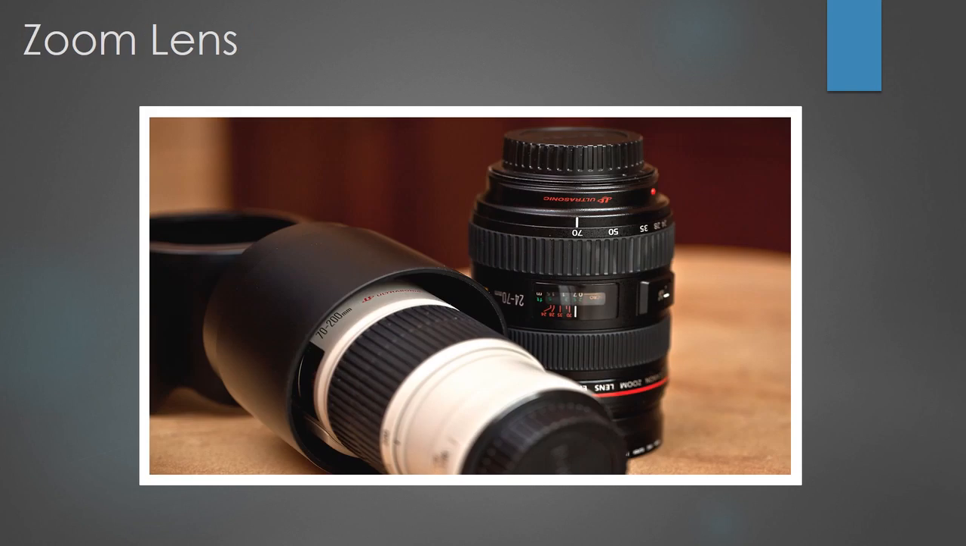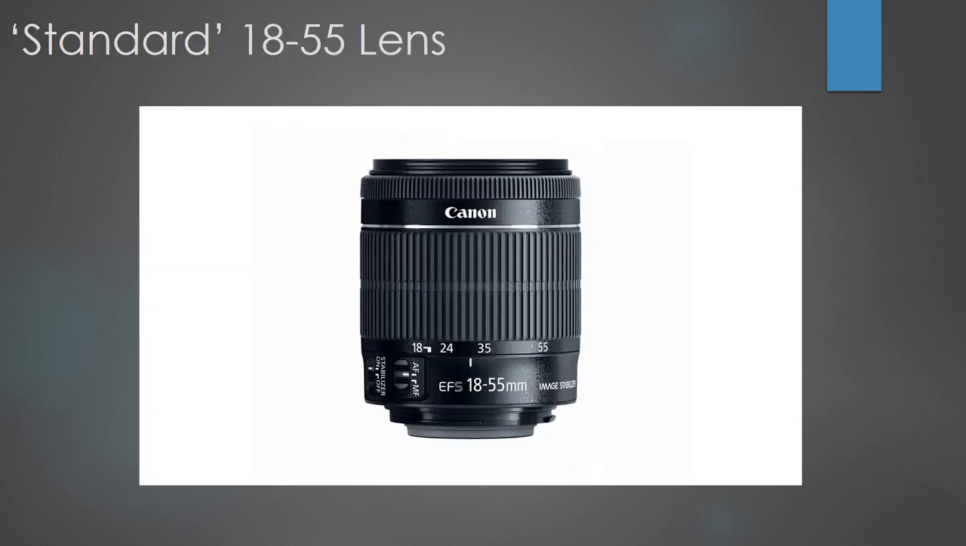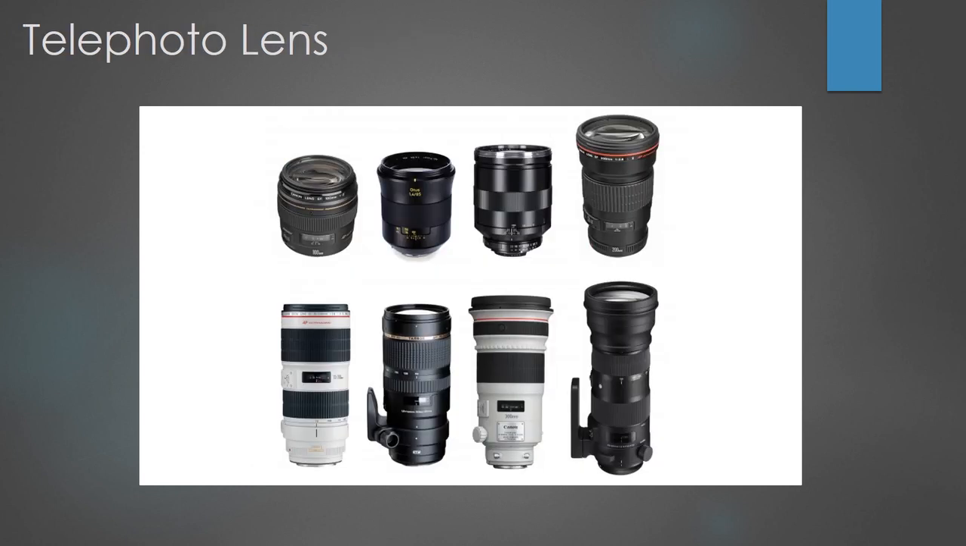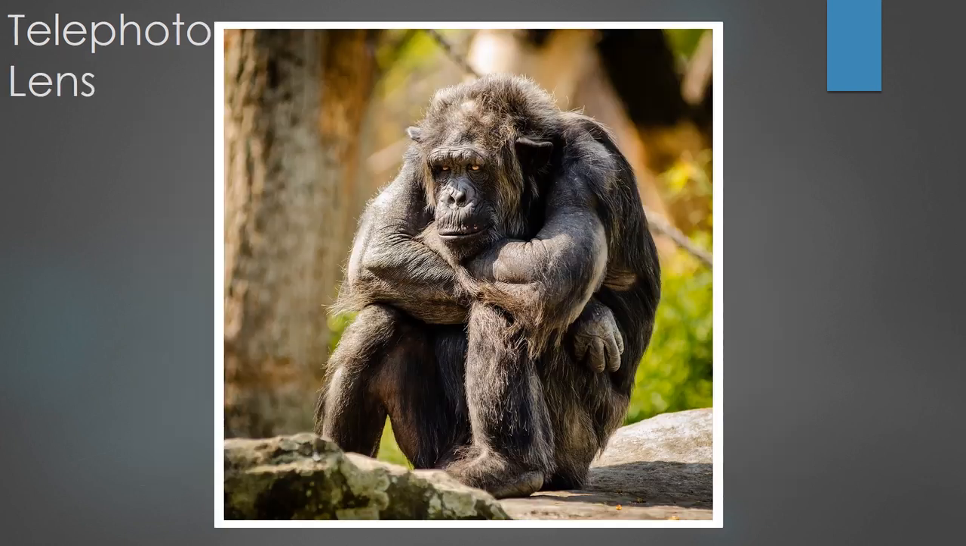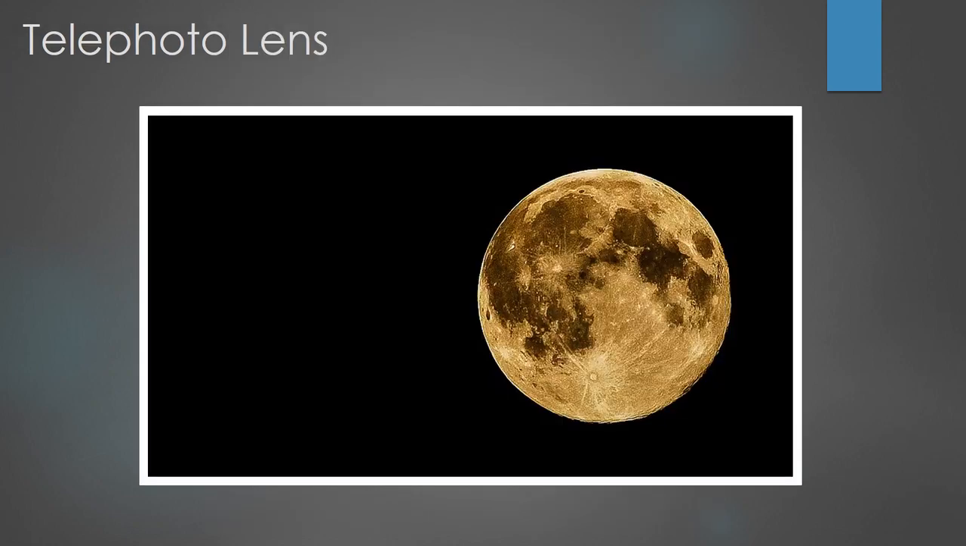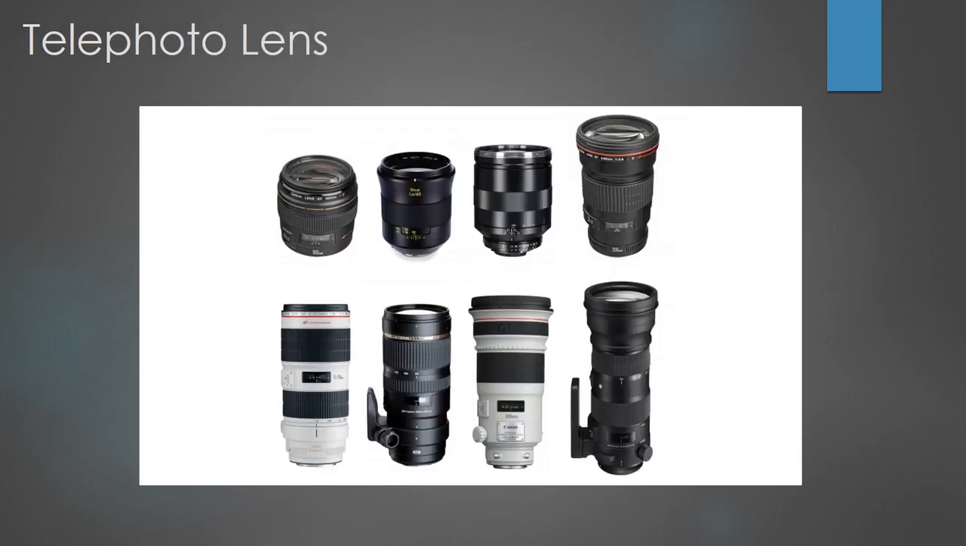One thing to say about zoom lenses, they vary between the zoom ranges, so they vary between the focal lengths. You could get a standard 18 to 55, or you could get a telephoto lens, which zooms right into the subject. So you can use this on safari, for pictures of the moon, this kind of thing. Telephoto can really range even to a 300 millimeter focal length.